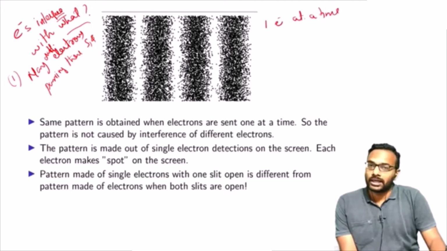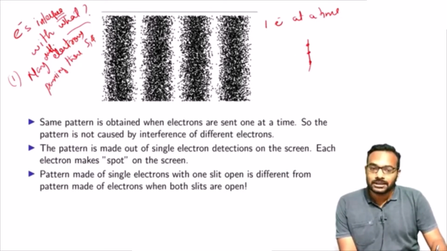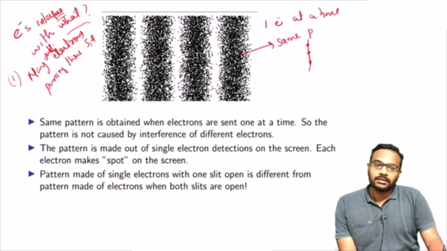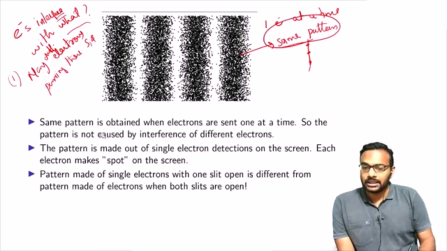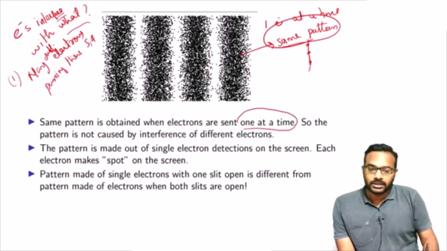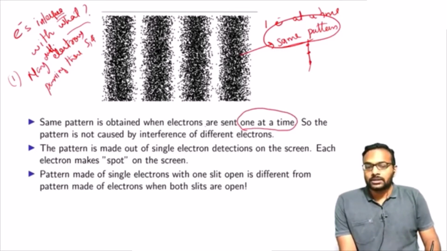Just send one electron at a time. Only after that electron has hit the screen and made a spot, you send the second electron. That also hits the screen, and after that you send the third electron. So you send electrons one by one. If you do this for a sufficiently long time, in the end again you see the same pattern. You get the same pattern even with single electrons. The same pattern is obtained when electrons are sent one at a time. So the pattern is not caused by interference of different electrons.